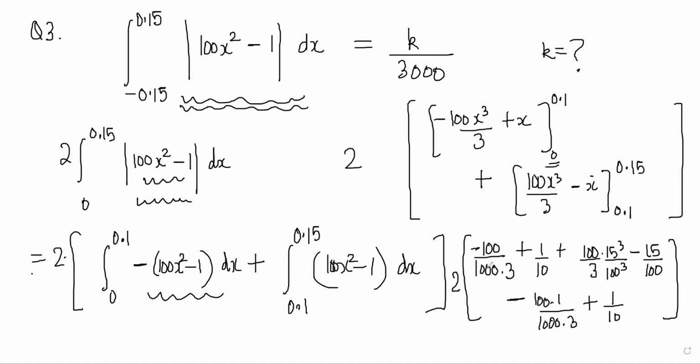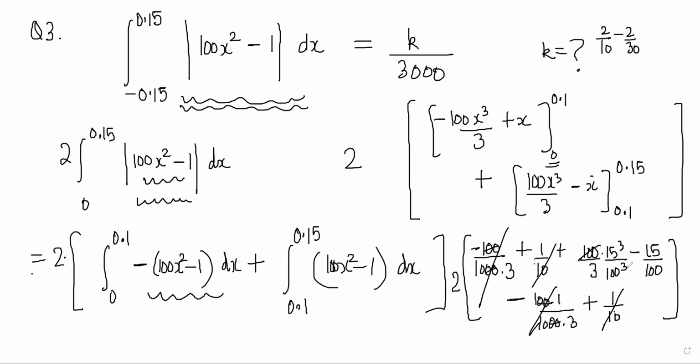Yes, sir. So we are getting here minus 1 by 30 and here one more minus 1 by 30. Okay. So you're getting minus 2 by 30 plus 2 by 10. So you have plus 2 by 10 minus 2 by 30. Okay. So we have cancelled this. We have to evaluate this part.